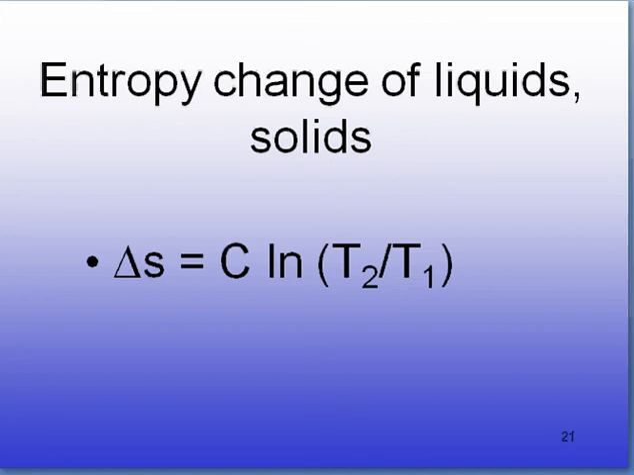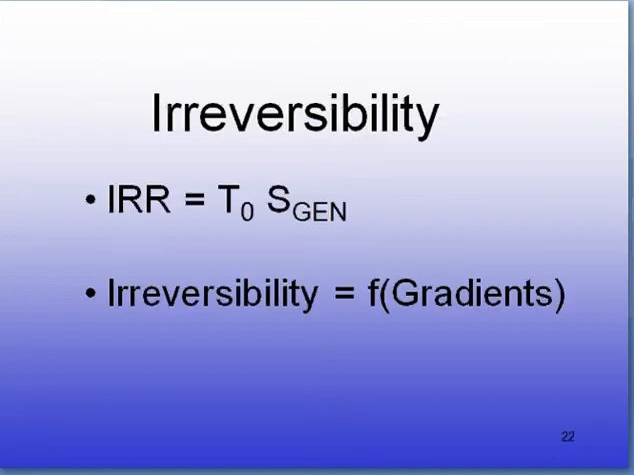So, entropy change of solids, we looked at delta S equals C, some Cv or Cp, ln of T2 over T1. We looked at irreversibility and how to calculate it, and that's just a good measure of the inefficiency of a process in terms that we can understand, work, and we can actually put a dollar figure on that: the work lost, or the lost potential to do work. And that's a function of the gradients. The higher the gradient, the higher the irreversibility, the more inefficient the process will be.